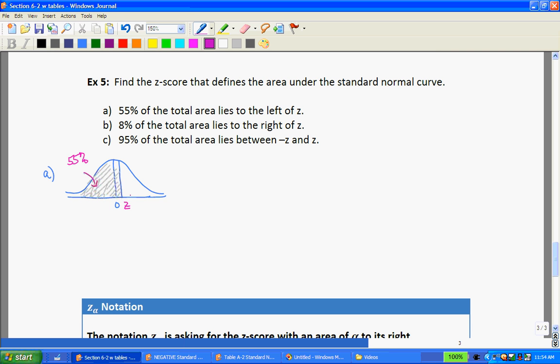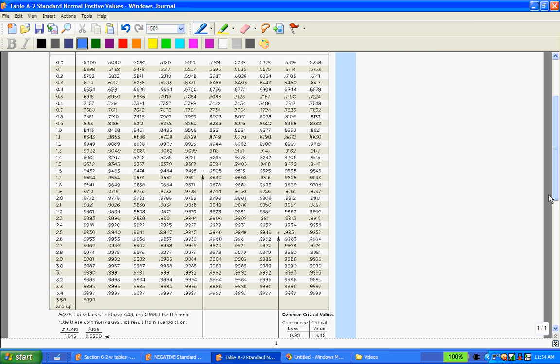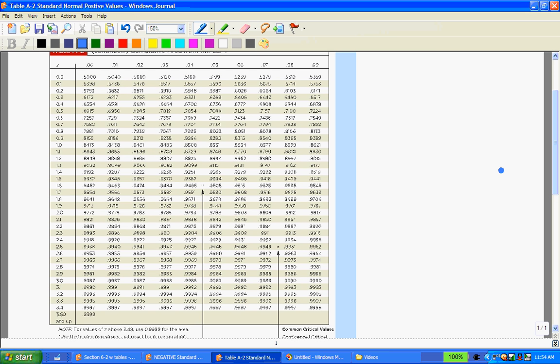Well, you're still going to look in your table, and because this z value falls on the positive side, we're going to look on our positive table. But this time, instead of going on the side and across the top to look for a z-score, I'm going to look in the middle and try to get something as close to 0.55 as possible. So I'm looking up here, and you might want to follow along in your book. I know this table's not very clear.